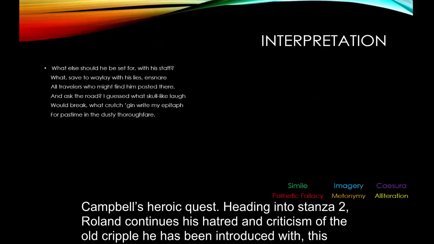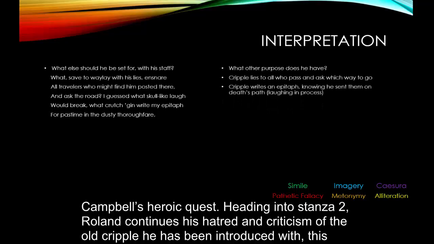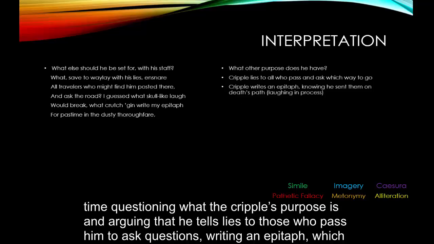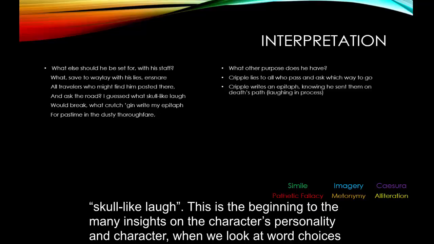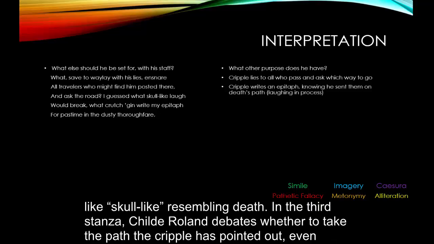Heading into stanza 2, Roland continues his hatred and criticism of the old cripple he has been introduced with, this time questioning what the cripple's purpose is and arguing that he tells lies to those who pass him to ask questions, writing an epitaph, which is a statement written in memory of someone dead, knowing he sent them in death's path. Roland also believes that the cripple produces a skull-like laugh. This is the beginning to the many insights on the character's personality and character, when we look at word choices like skull-like resembling death.